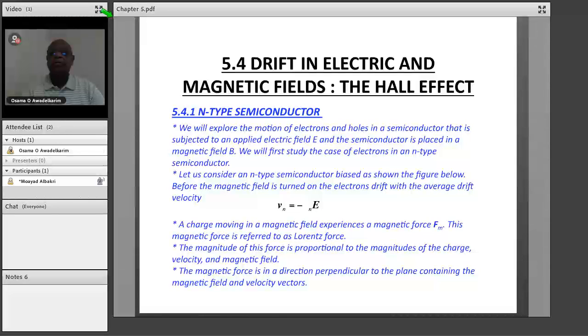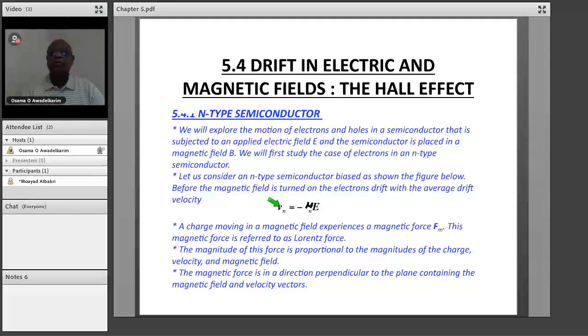Now, we want to look at a slightly modified scenario, if you like. We want to look at drift also, and that drift is also going to be in an electric field. But in addition to that, we are going to put in a magnetic field. So there will be two fields, an electric and a magnetic field, and we see what happens. The outcome is what we call the Hall effect. You probably heard about the Hall effect. It's a very important effect, which is utilized in so many applications.